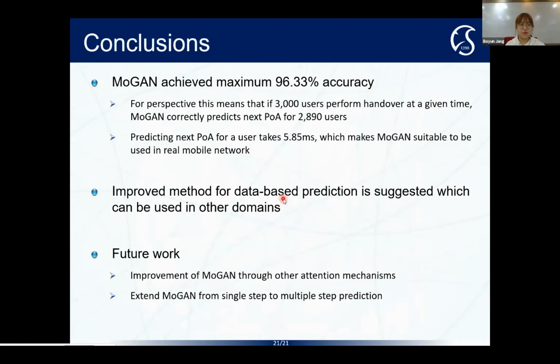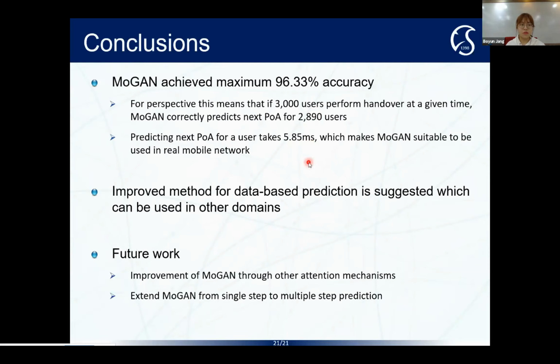The maximum accuracy of MoGAN was 96.33%, as I mentioned, and it means that MoGAN can predict most of the handovers in this case. And this is quite a high prediction accuracy. This prediction accuracy is one of the requirements of proactive mobility management. Also, the time taken for predicting the next point was 5.85 milliseconds, and this is less than 10 milliseconds. And this shows that MoGAN is suitable for decreasing latency in real 5G mobile network systems.